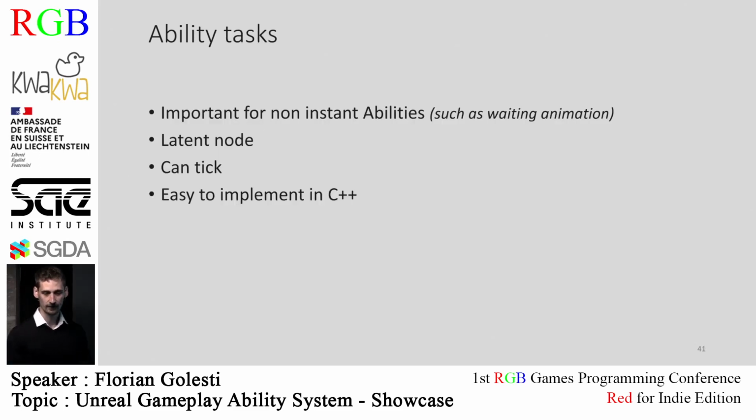Okay, quick note before continuing. We have ability tasks. So the ability I showed you is quite simple and quite instant. It just heals the player. But usually, abilities rely on more latent systems, like animations, and you want to wait for the animation to finish before ending the ability. And for that, we have the ability task, which are latent nodes, like the delay node in Blueprint, that can tick and that are easy to implement in C++.